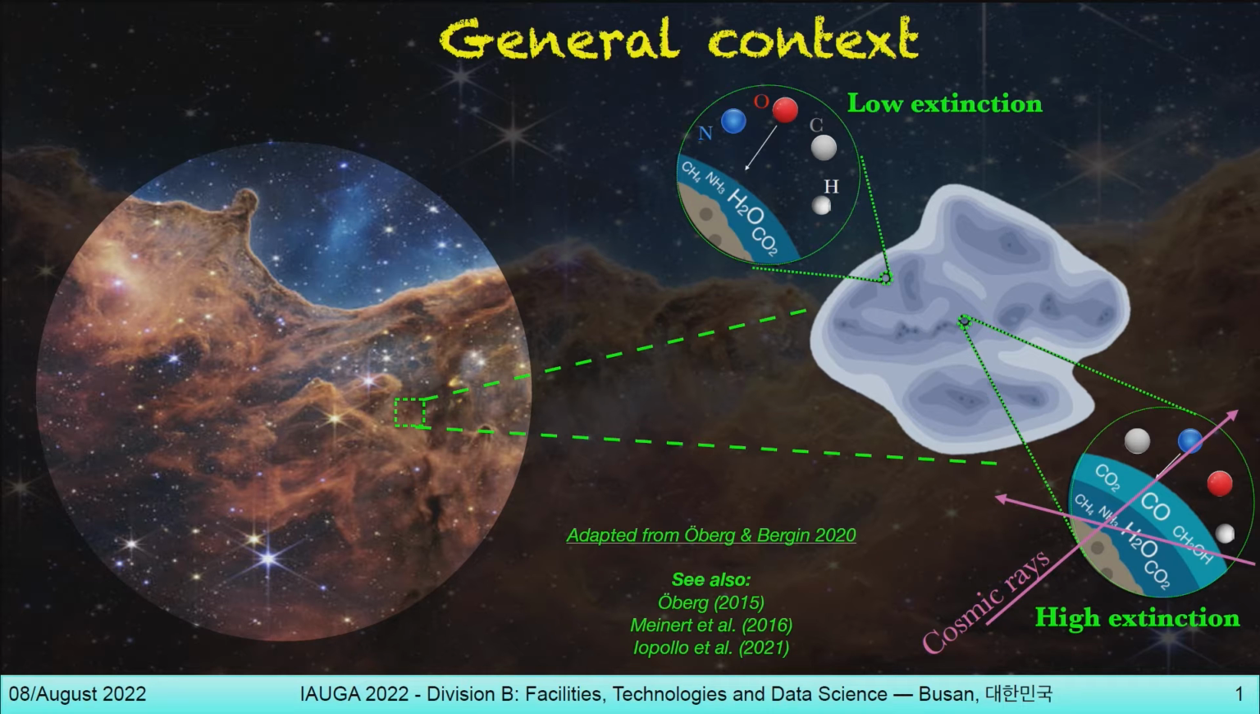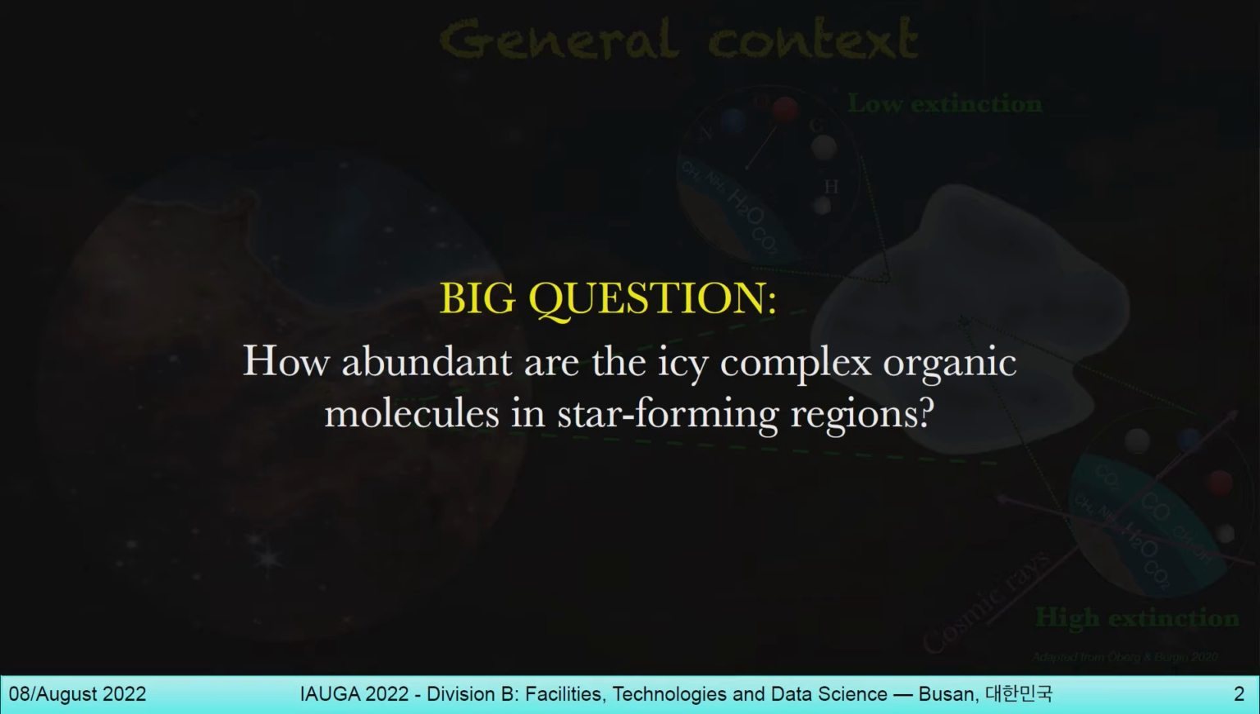If you add a little bit more ingredients to this scenario, for example, cosmic rays or UV processing, this can also lead to the formation of more complex organic molecules. So now that we know that these molecules can be formed in ices, the big question is how abundant they are in these star-forming regions.